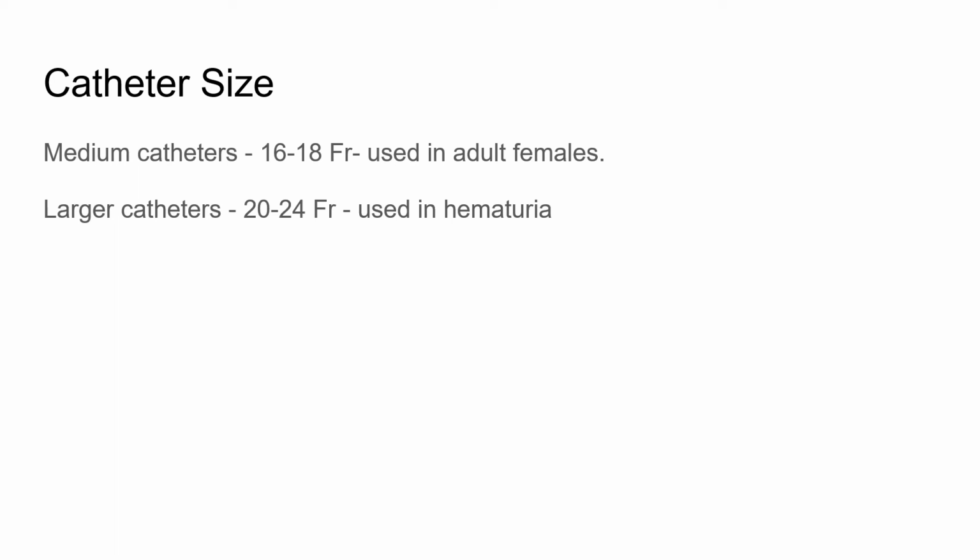Now we know that if there is hematuria, hematuria means the RBCs will be leaking into the urine, the blood will be there in the urine. This is called hematuria. In such a condition, larger catheters are used so that clogging of the catheter won't occur. If small catheters are used, there may be a chance that clogging of the catheter may occur. So to prevent this, the larger catheter is used.